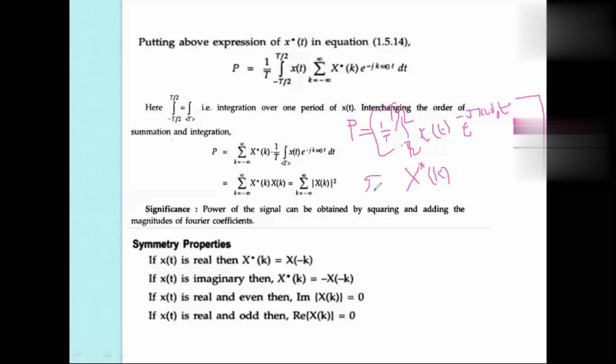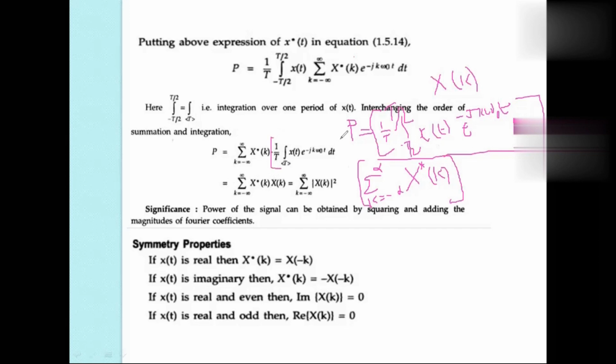You see here the sum is also there: the sum of k equal to minus infinity to infinity x star of k as another function. See, within the first parenthesis, the expression becomes 1 by T, the integral minus T by 2 to T by 2, x of t e power minus jk omega naught t dt, as x of k only. I got the analysis equation, saying that 1 by T, the integral, x of t e power minus jk omega naught t dt. Now this total within the parenthesis becomes x of k. This is x of k. So the sum of k equal to minus infinity to infinity x star of k, and this function as x of k.